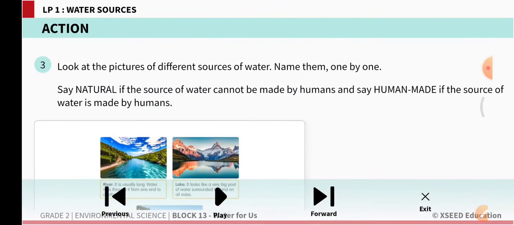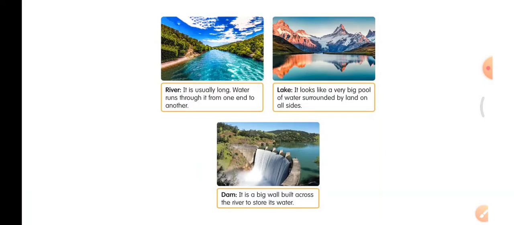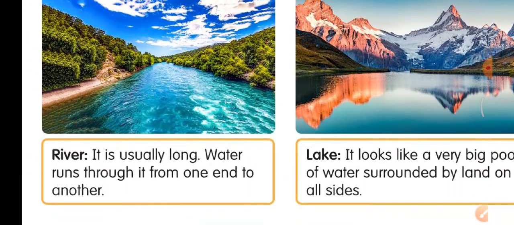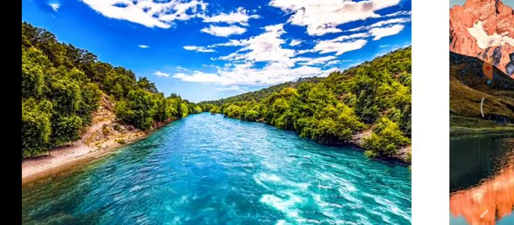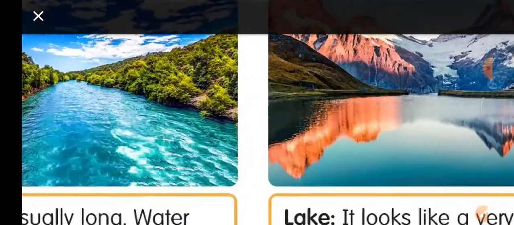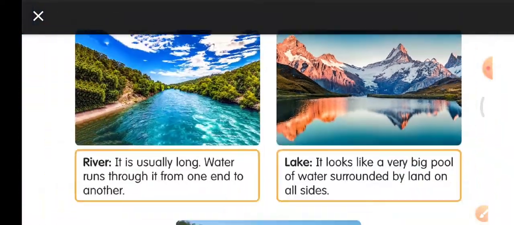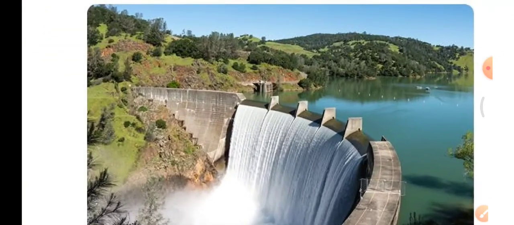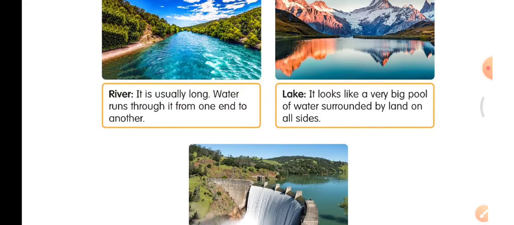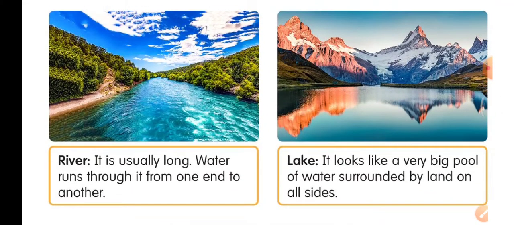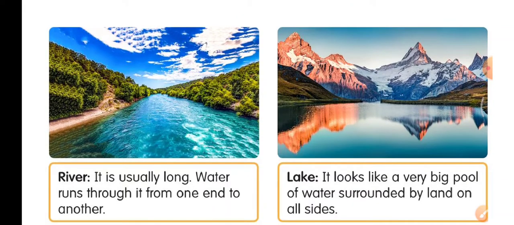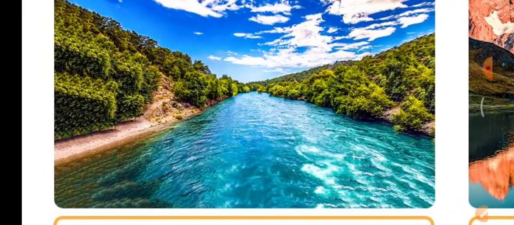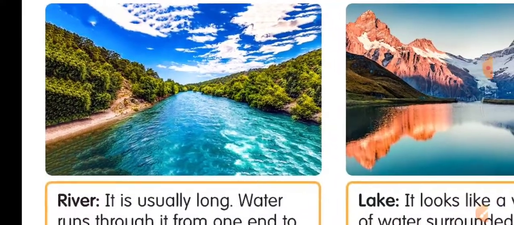Now let us look at these pictures. Okay, so this is a river, this is the picture of a river, right? This is a picture of a lake, this is a picture of a dam. Okay, dam. Now let us understand what is a river. River, it is usually long. Water runs through it from one end to another. Okay, this is the river and it is usually long and water runs through it from one end to another end.